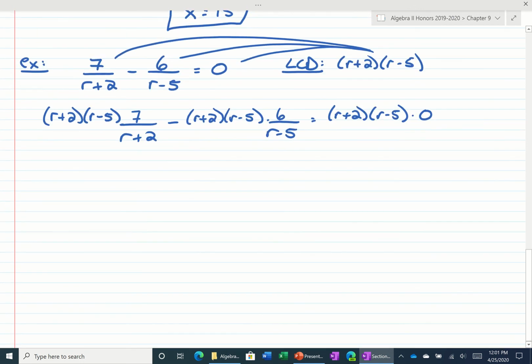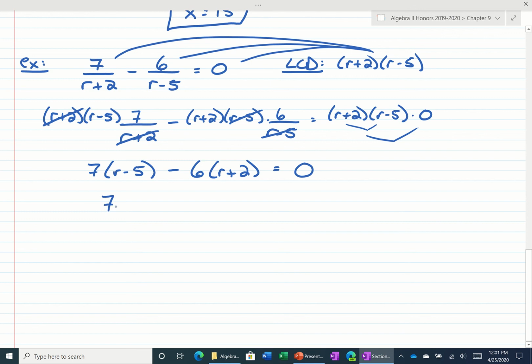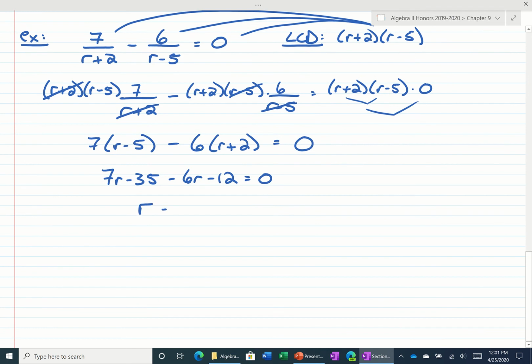Alright, so remember, anytime you multiply and divide by the same thing, they cancel. So this would be 7 times r minus 5 minus, the r minus 5's cancel, 6 times r plus 2 is equal to, well, anything times 0 would be 0. So I'm just going to make that 0. 7r minus 35 minus 6r minus 12 is equal to 0. So r minus 47 is equal to 0. R would equal 47.